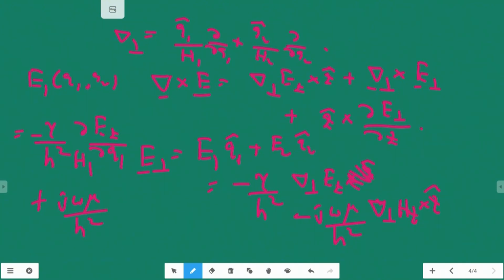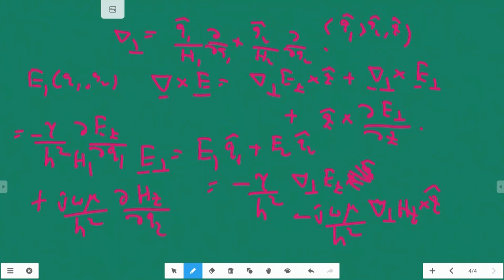Now if you take the cross product with z, you have to use the fact that q1 cap, q2 cap, z cap form a right-handed orthogonal coordinate system. So that q1 cap cross q2 cap is z cap, q2 cap cross z cap is q1 cap, and z cap cross q1 cap is q2 cap. So if you look at q2 cap cross z cap, that will give you ∂Hz/∂q2.